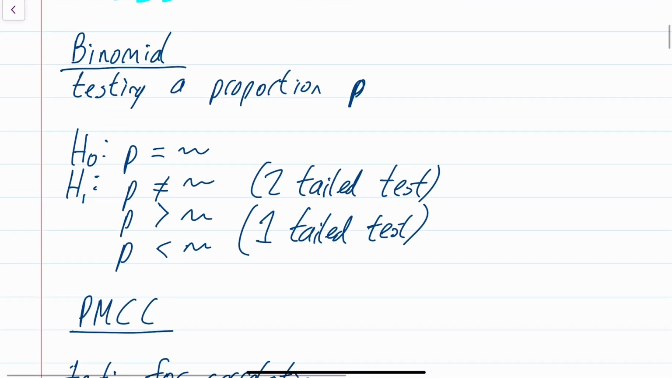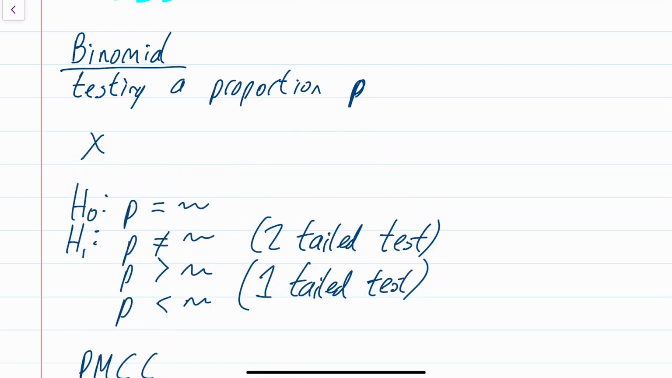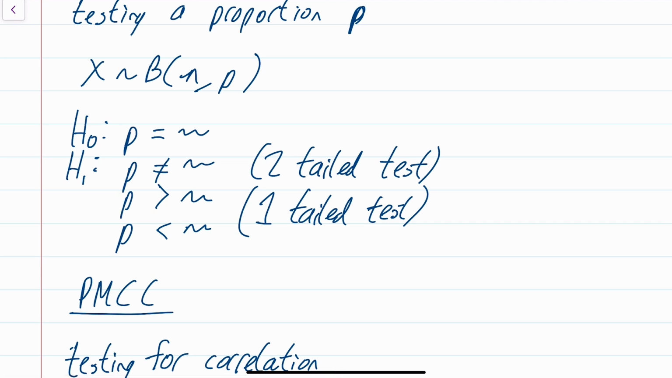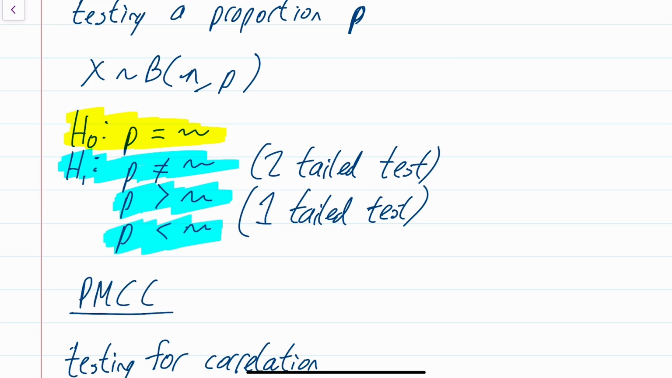So for binomial testing, what you're doing is testing the proportion p. I would set it out as distributed with binomial, n is your number of trials, and p is your probability of success. So for the binomial, your H0 is always that your probability is equal to something, or your proportion is equal to something. And then your H1, the two-tailed test one, they maybe just think it has changed. They maybe think it has improved or increased. They maybe think it has got worse or decreased. And those last two are one-tailed tests.